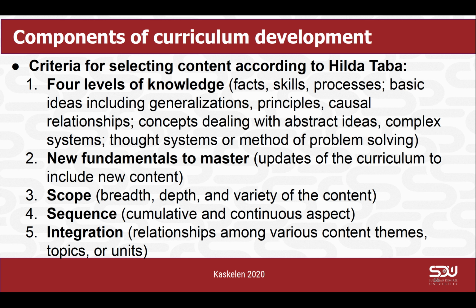The fourth criterion is sequence. So this is about how to order content in the curriculum, right? It is about the cumulative and continuous aspect of learning. Finally, the fifth criterion is integration, right? It is about the relationships among various content themes, topics, or units. We want our curriculum to be integrated and have some logical relations among its parts.